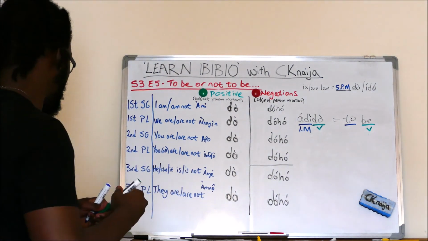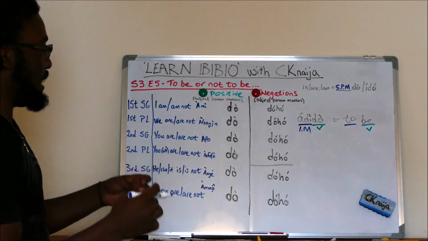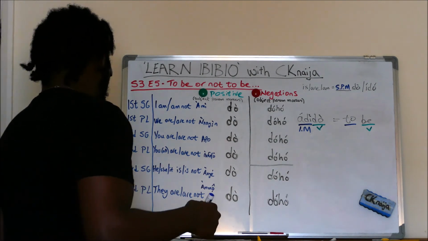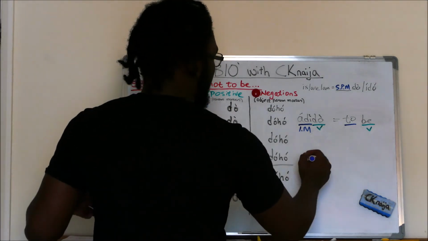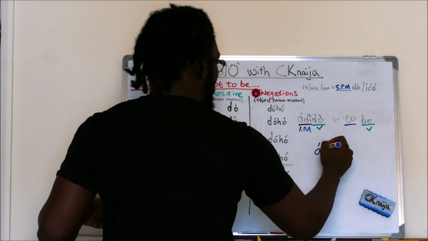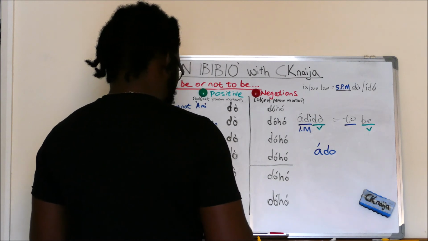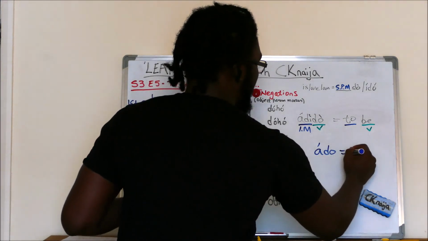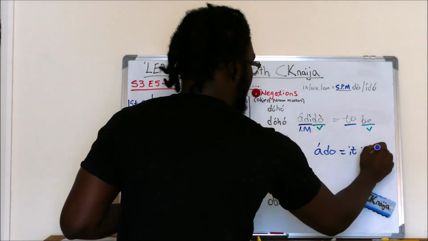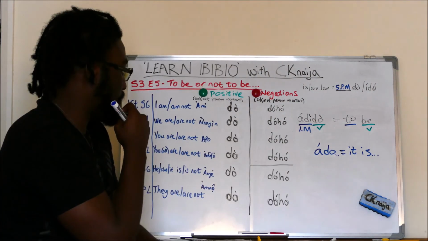Adido. So if you want to say that something is something, as in it is, then we say ado, right? Ado, and that means it is. So ado, it is.